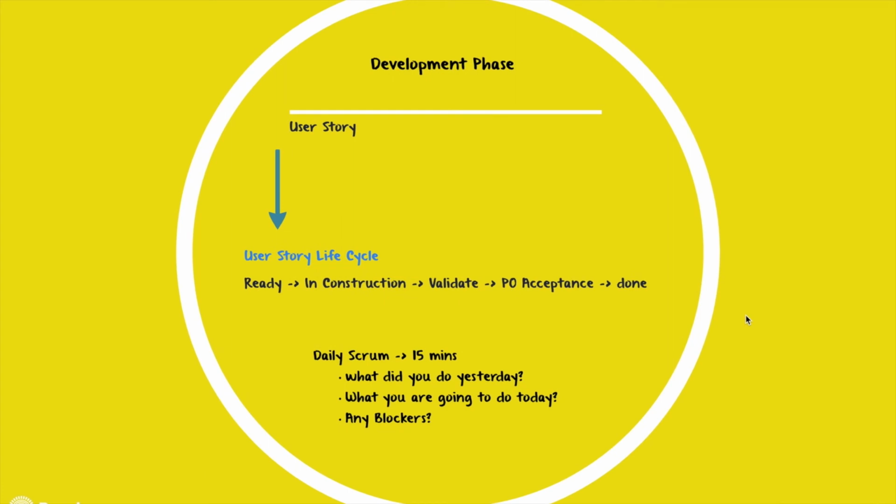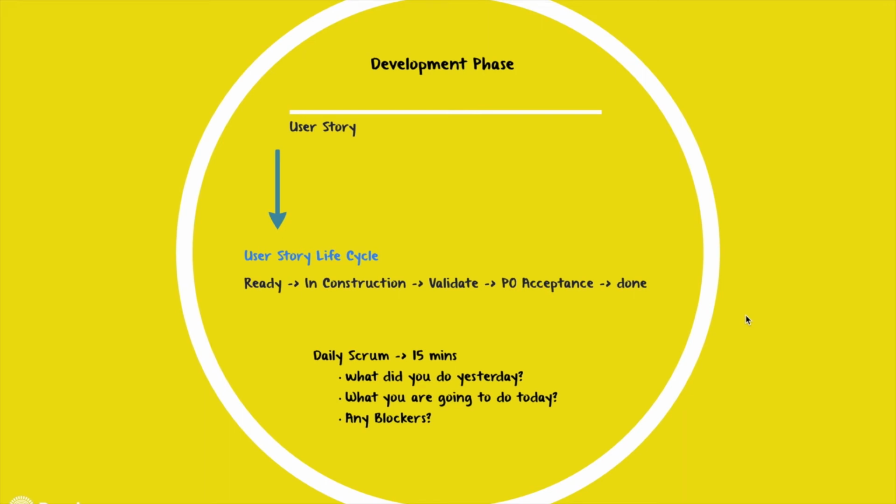During the development phase, the user story will go through different phases. For example, during the development, it will be marked as in construction. After development is done, it will be marked to validate for QA validation. After the QA validation is done, it will be marked as PO acceptance for the demo. Once the product owner accepts the user story, it will be marked as done or closed.